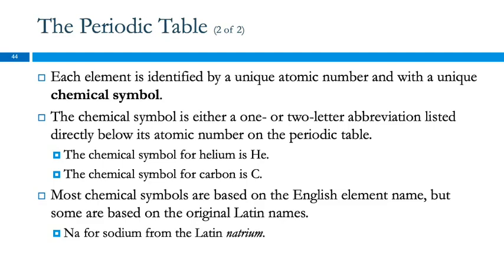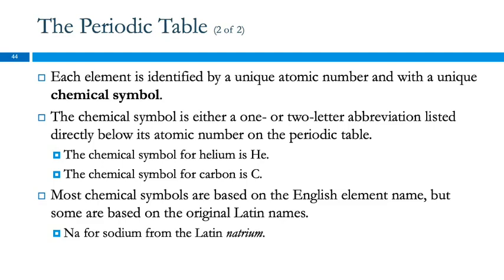We identify each element by its unique atomic number and also with a unique chemical symbol. It has a name and also a chemical symbol. I've already quizzed you on a lot of these. The chemical symbol's either 1 letter or 2 letters. First letter is always capitalized. The second letter, if there is one, is never capitalized. So for example, for helium, the symbol is capital H, lowercase e. For carbon, it's capital C.